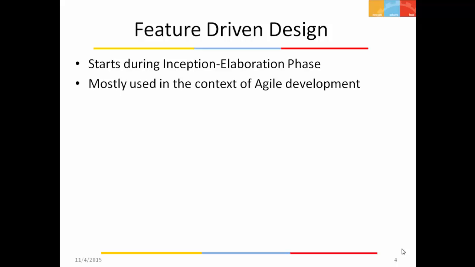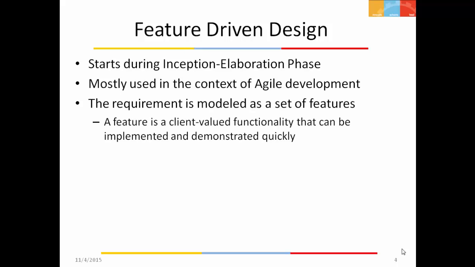This feature-driven design is mostly used in the context of agile development. Nonetheless, you can follow this inception elaboration phase or this RUP or UP structure and still have agile development. Feature-driven design can very well fit in this UP process. So the requirement capturing, which happens during the inception phase, can be modeled as a set of features that need to be captured. A feature is nothing but a client-valued functionality that can be implemented and demonstrated quickly.